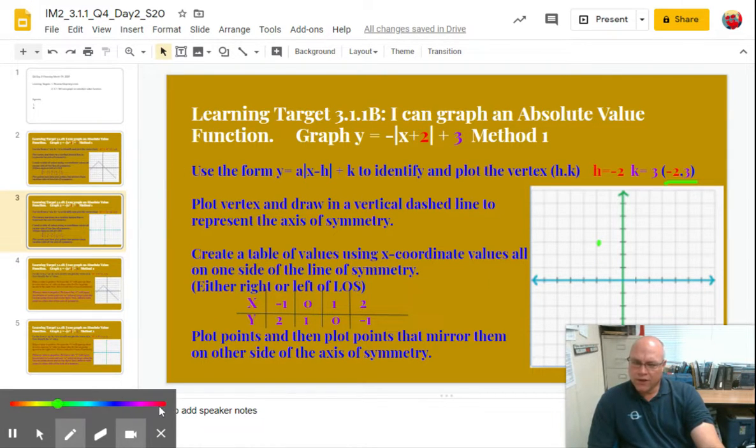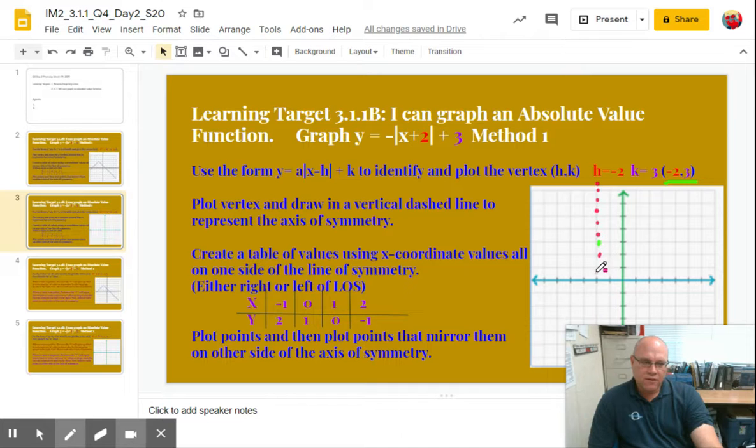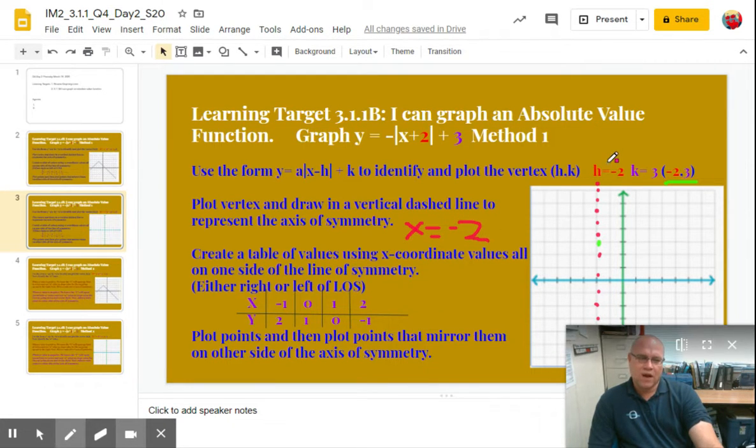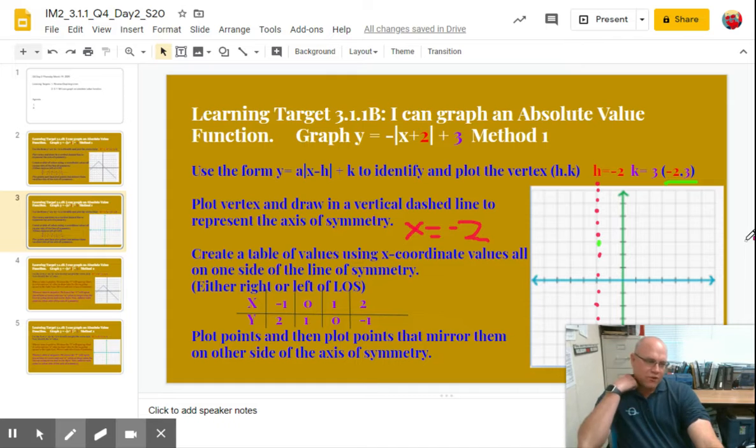Then we are going to put in the axis of symmetry. I'm just going to use a little dash line here to make my axis of symmetry. That is x equals negative 2. So my axis of symmetry is x equals negative 2. That's what this red dash line is. That means the vertex is on the axis of symmetry, and all the other points are off of it.